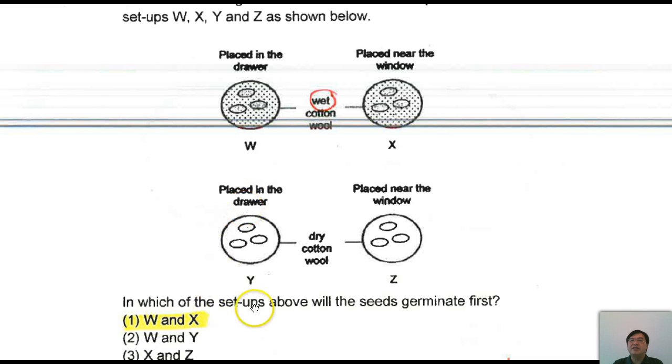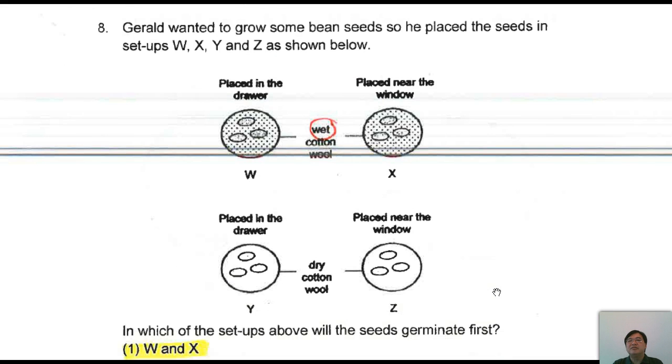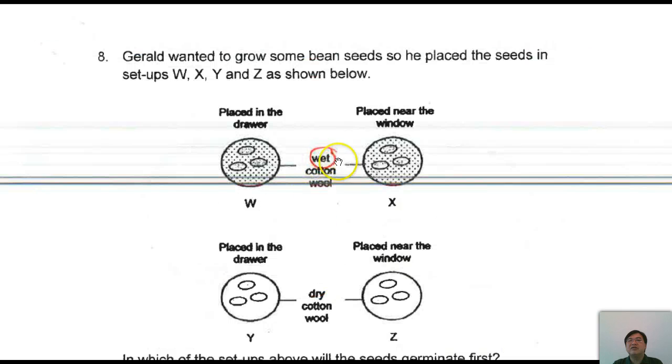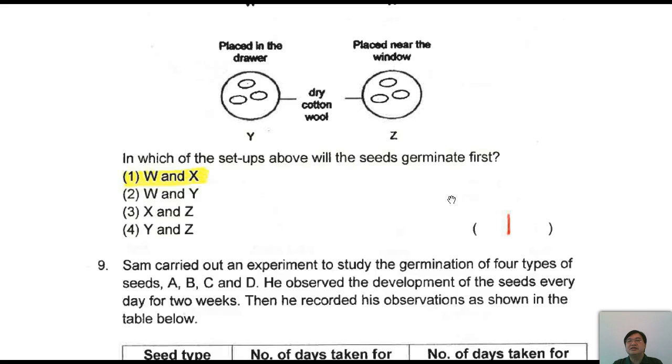Then one of them must be with water, one of them without water. Alright, which setup above will the seed germinate first? The one with water or the one without water? The one without water may not even germinate at all. So these two, W and X. We are very sure, W and X. Answer 1.